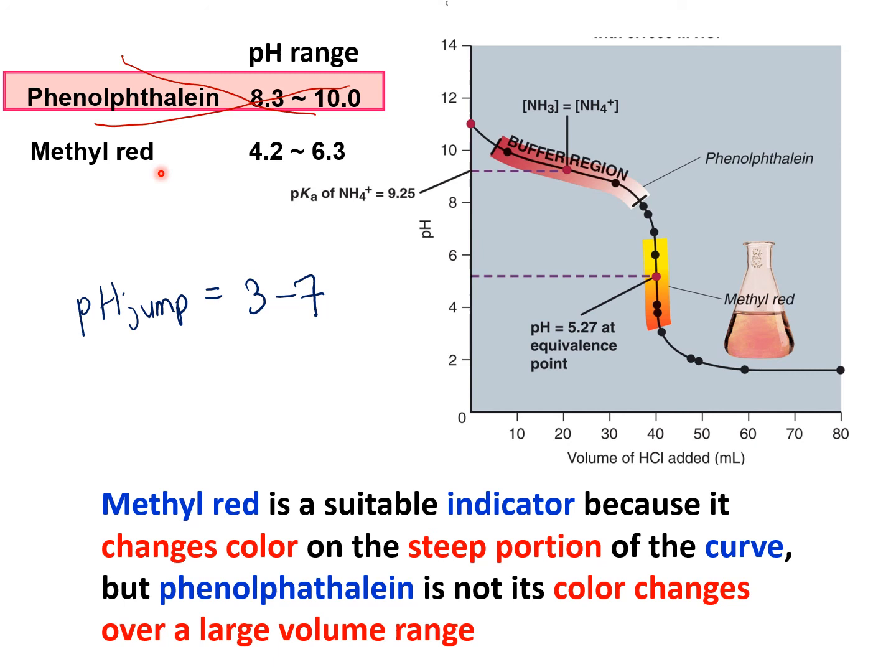Okay, so let me remind you again. Setiap satu titration curve, tolong hafal satu indicator with its pH range. So 3 je yang saya minta awak hafal. Phenolphthalein, methyl red and methyl orange. Okay.